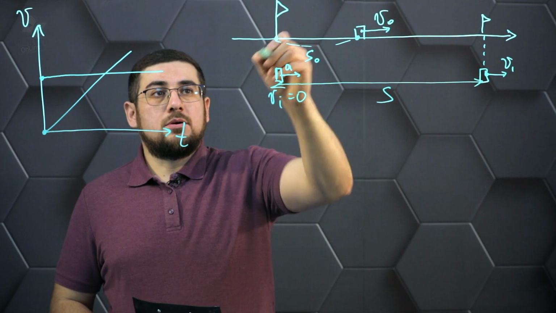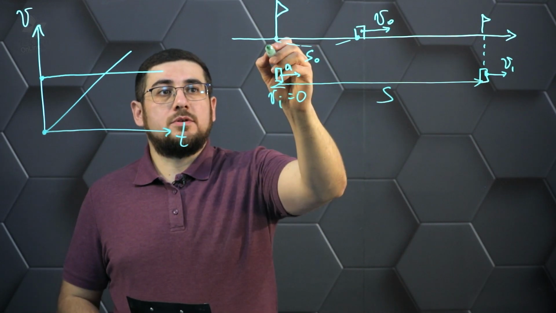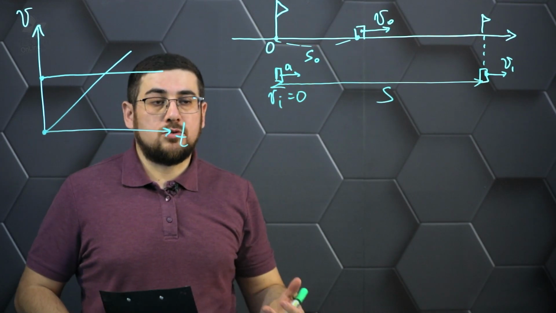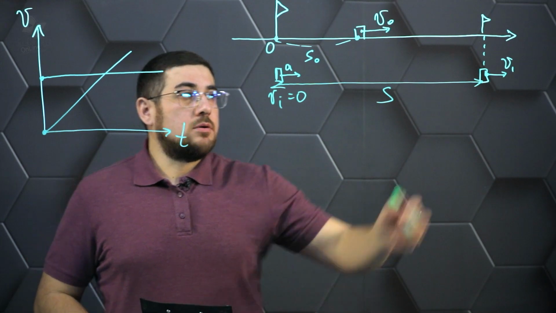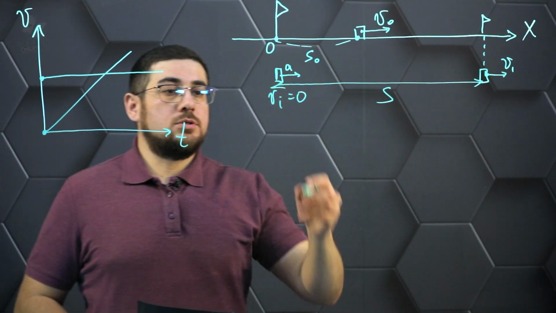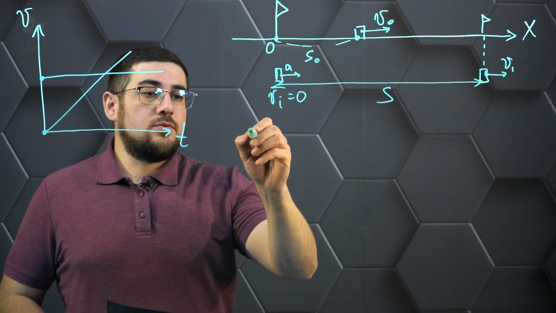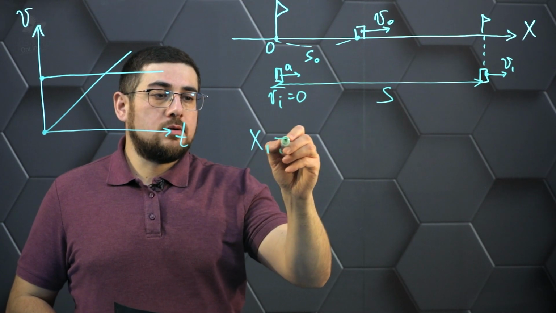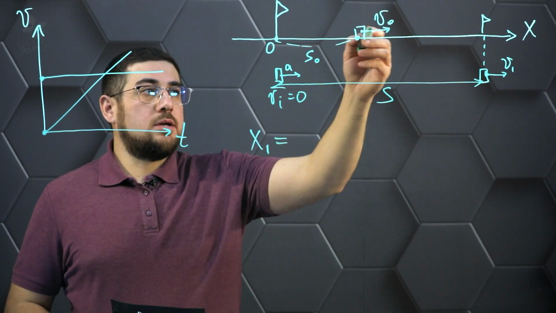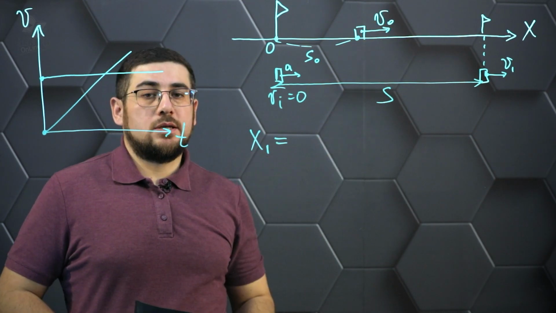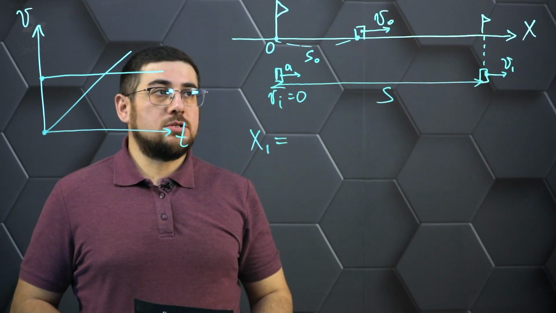We'll call it 0. Now, if we introduce a coordinate axis, the y-axis, the equation of motion for the first cyclist, who was moving at a constant speed, would be as follows. The initial coordinate of the first cyclist, denoted as S0, is already determined.